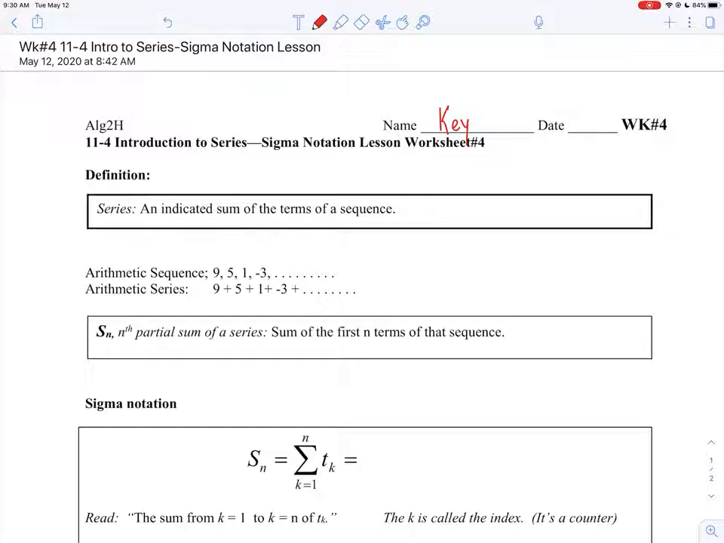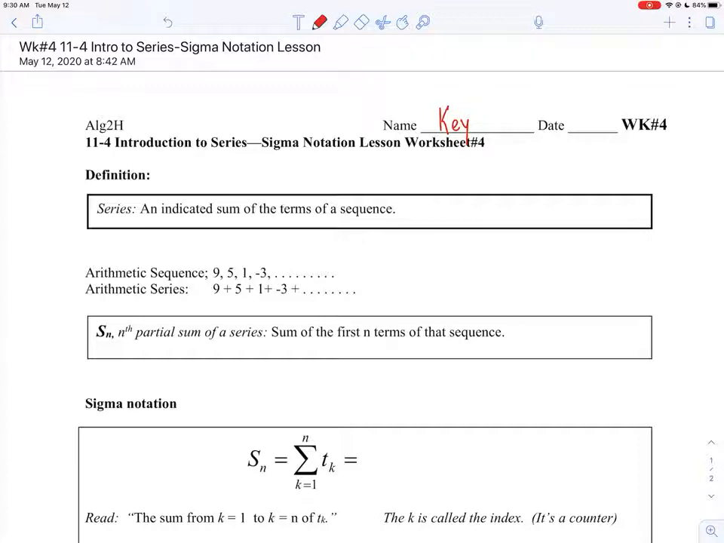So this is our introduction to what are called series, and we're going to learn what sigma notation is, which looks a little bit scary at first, but really is just a way that we can represent our series in a compact form. So it's not so bad once you learn what everything is and where it goes.